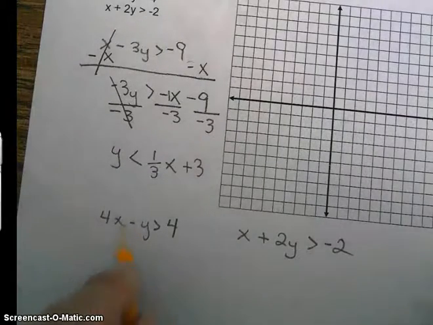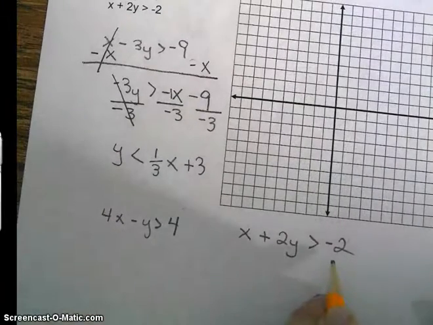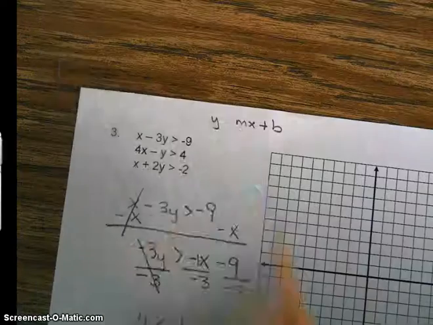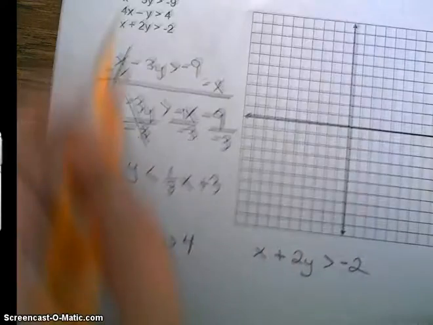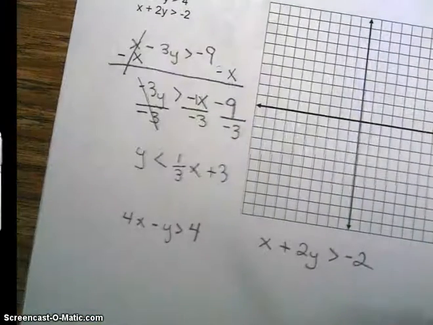So go ahead and change these to slope-intercept form, which is this, and then graph them and finish that up for tomorrow.